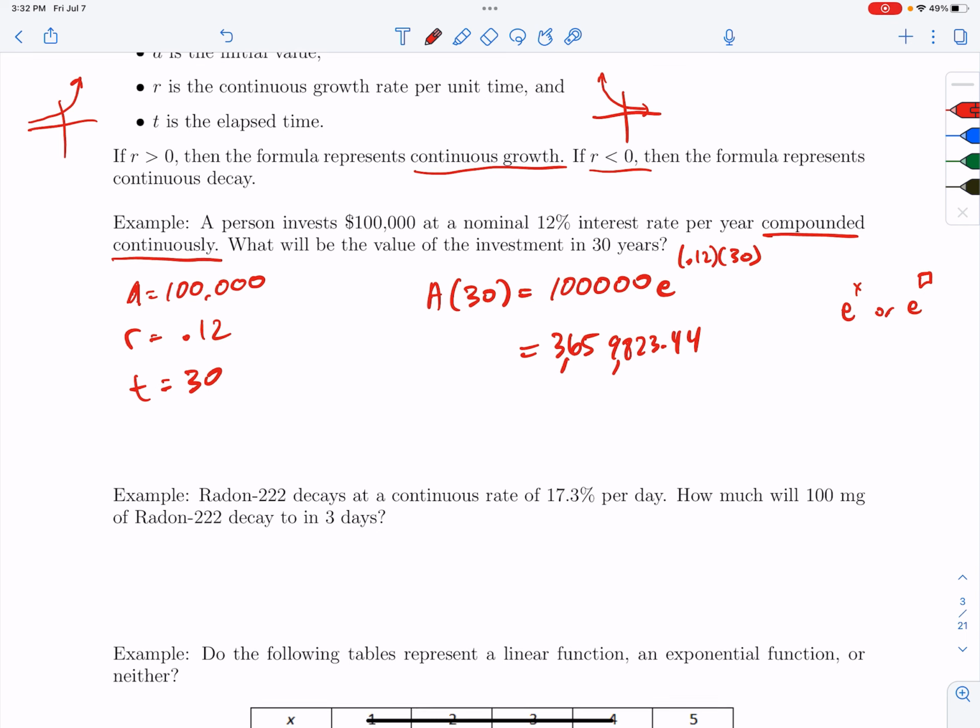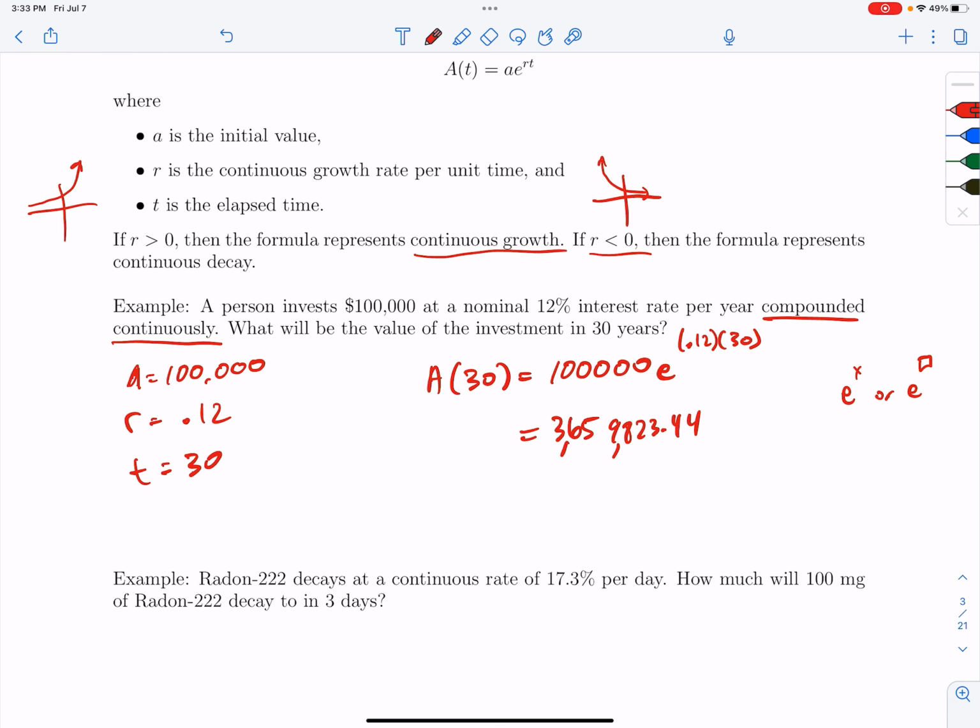But this next one maybe is a little more realistic. It says radon 222, which is just some chemical compound, decays at a rate of 17.3% per day. How much will 100 milligrams of radon 222 decay in 3 days?